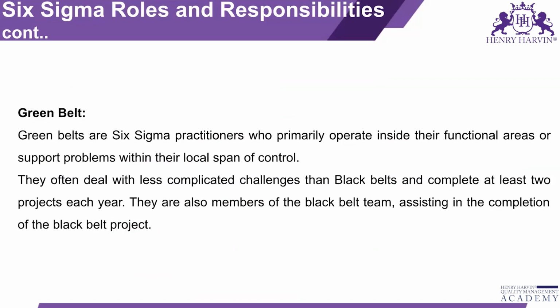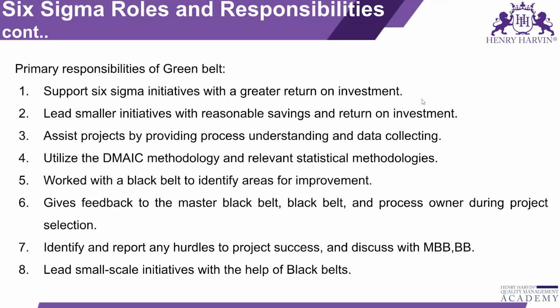The green belts. Green belts are Six Sigma practitioners who primarily operate inside their functional area or support problems within their local span of control. They often deal with less complicated challenges than black belts and complete at least 2 projects each year. They are also members of the black belt team, assisting in the completion of the black belt project. Is this clear? Any questions here? Because we have learned about green, black, and white belts in detail. Any questions here, anybody? Kindly continue.